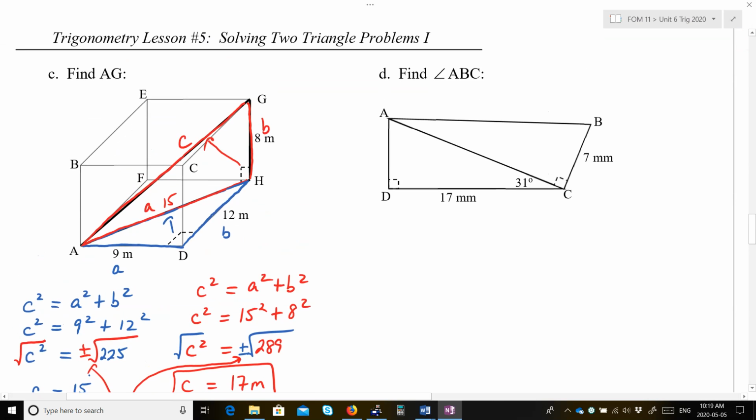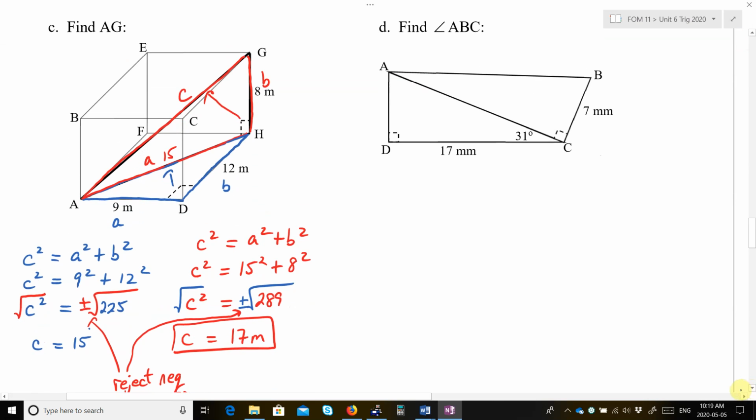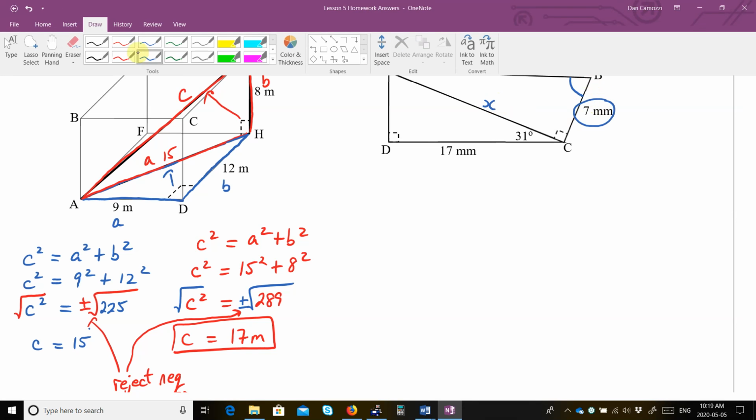Good, and finally letter D, find angle ABC. So they want us to find this angle. Our plan of attack is to use the first triangle here with the 17 and the 31 to get this side, and then use the x length that we get and this 7 to figure out angle ABC.